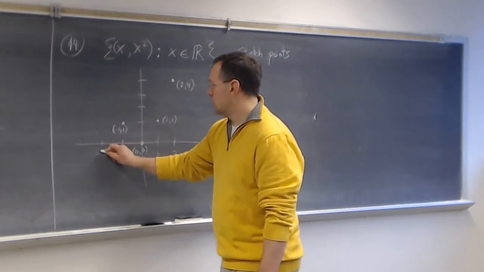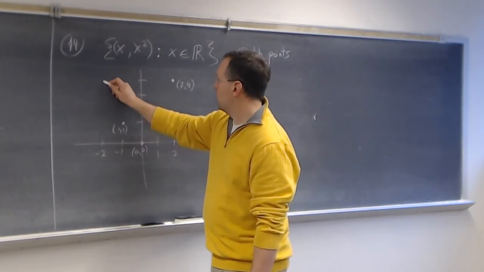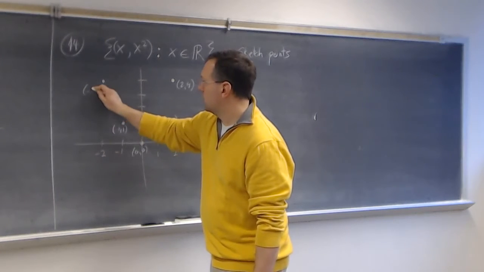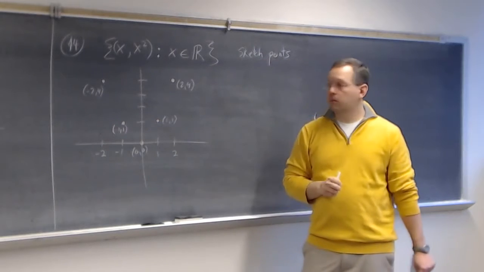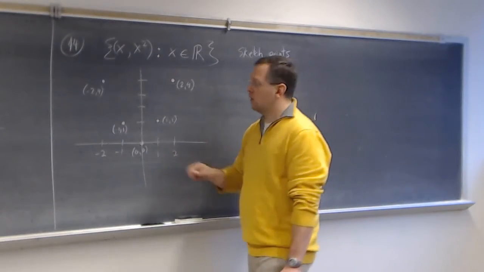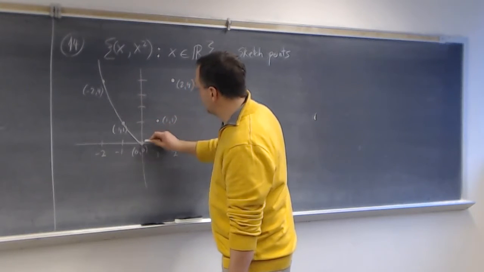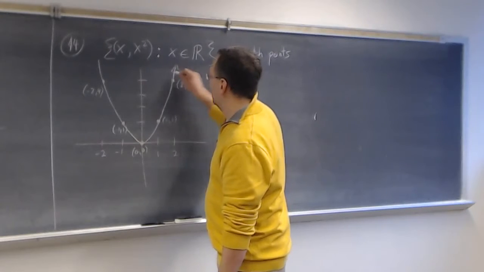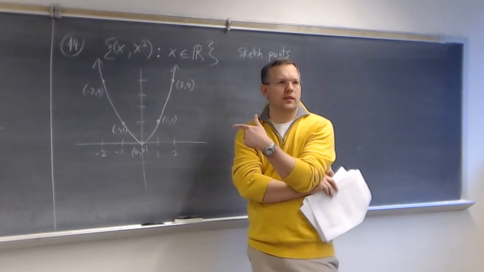What about negative 2? Negative 2 squared is 4. Is this starting to look familiar? Yeah, this is a parabola. All these points lie on this parabola. It's the standard parabola. How are you used to describing this graph?